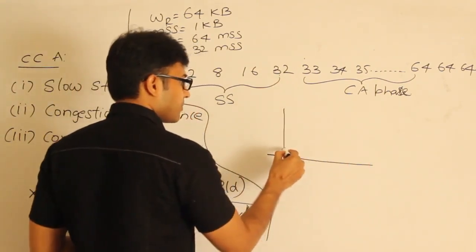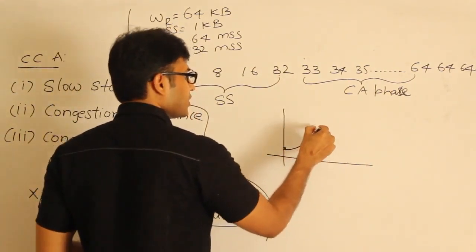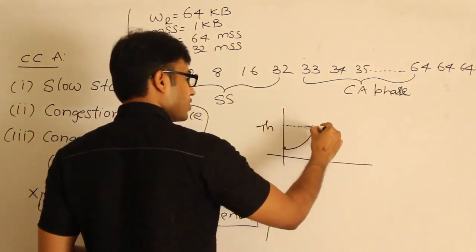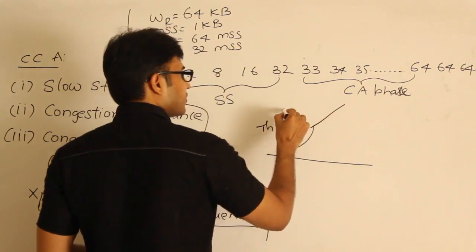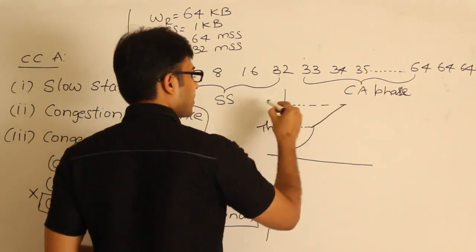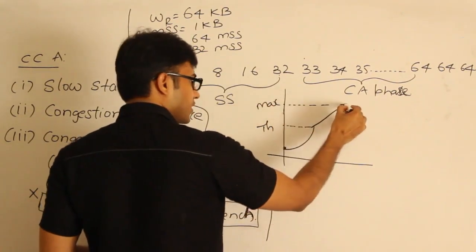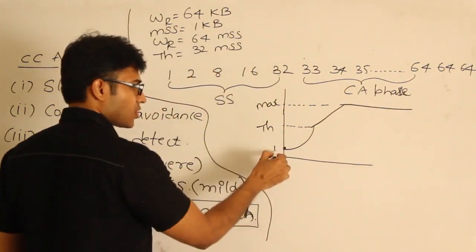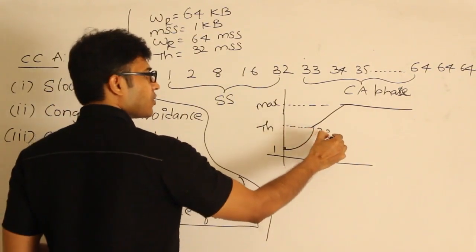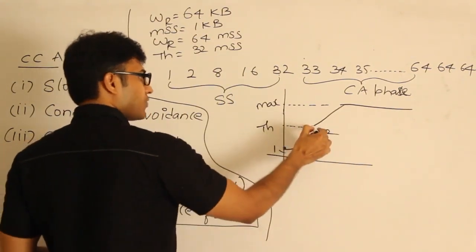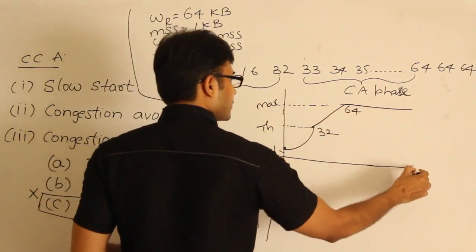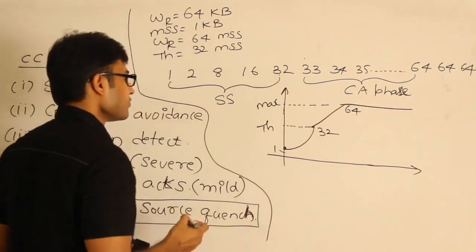We start with 1 MSS and grow exponentially till we reach the threshold. And once we reach the threshold, we grow linearly till we reach the maximum receiver capacity. And after reaching there, we are going to stay there, right? So in this previous example, I am going to start with 1, and till 32 I am going to grow exponentially, and after 32 till 64 I am going to grow linearly, right? That is how the congestion algorithm worked here.